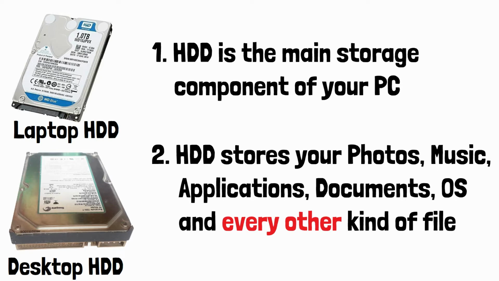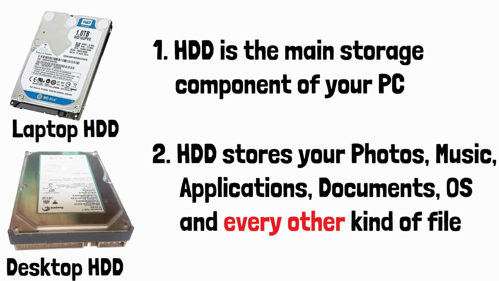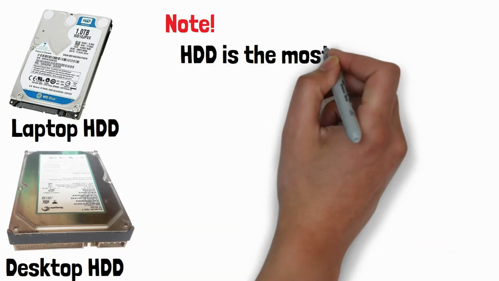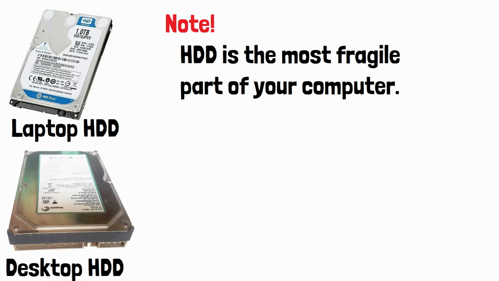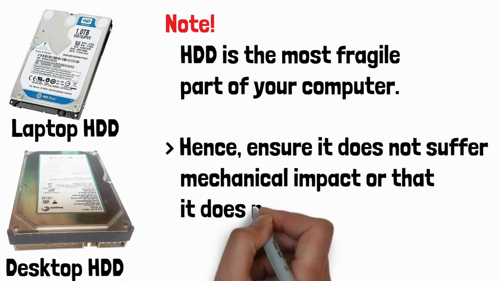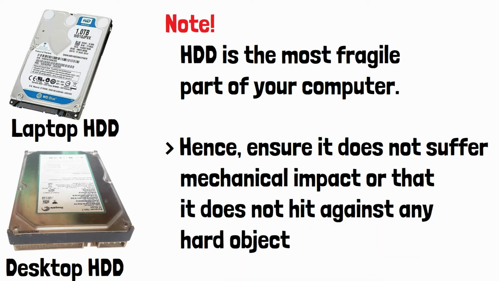The operating system, OS, of course, as a software, is also stored on the hard disk drive. This is why when your hard disk drive is bad, your computer would not be able to boot. Note, hard disk drive is the most fragile part of the computer. Hence, you can help them last longer by making sure your computer doesn't suffer any mechanical impact, or that your hard disk drive or computer as a whole unit doesn't fall or hit on a hard object.